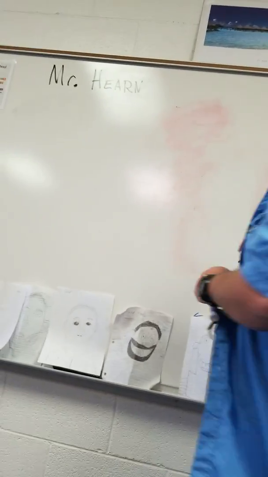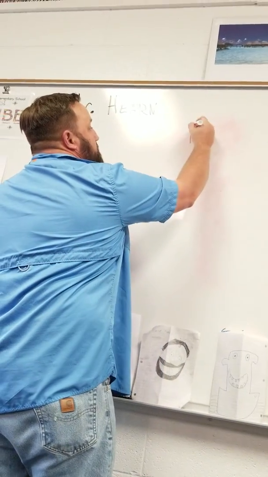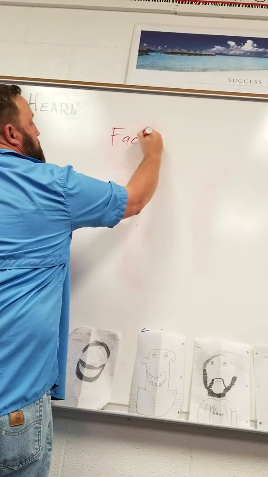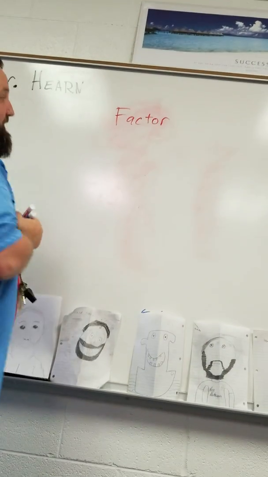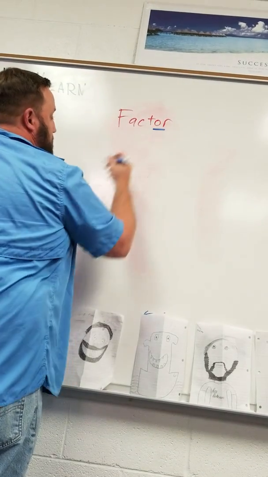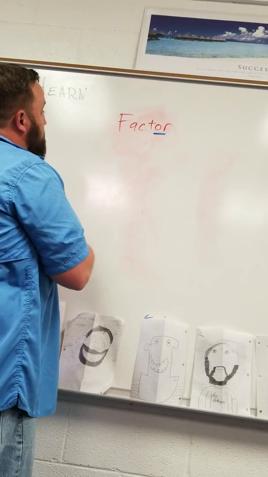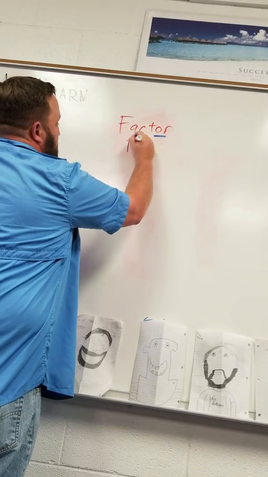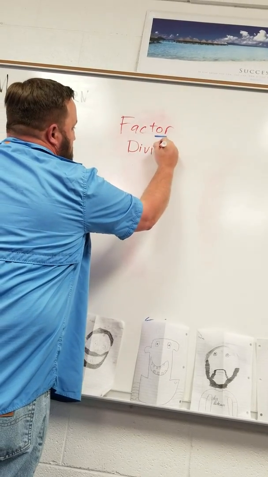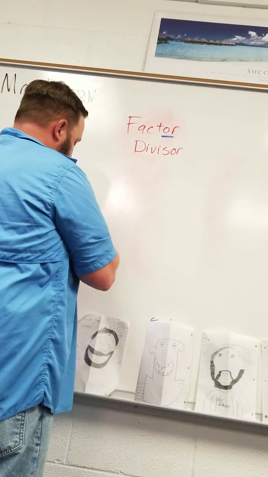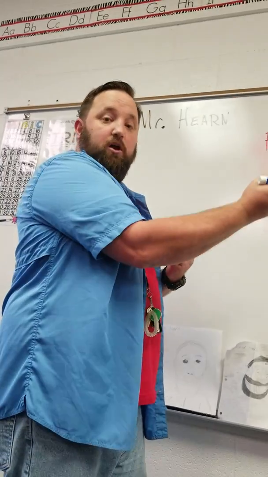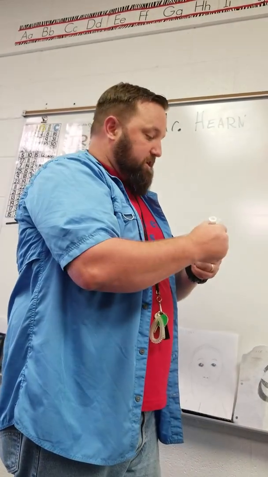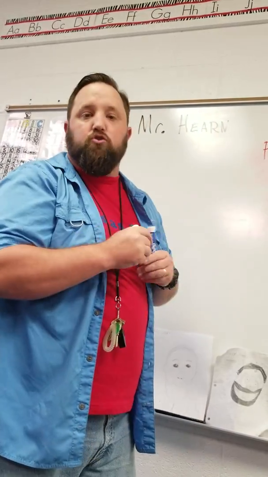All right. So when we talk about factors, I always like to point out right back here at the end is the OR. The factors go along with divisors. Divisors. So what are we talking about? We are talking about the numbers that a certain number is divisible by. So let's talk about, let's say, the number 12.